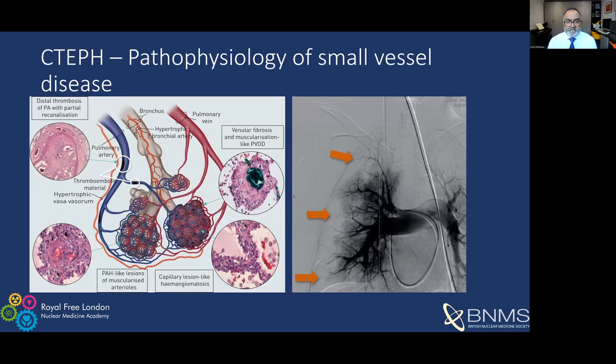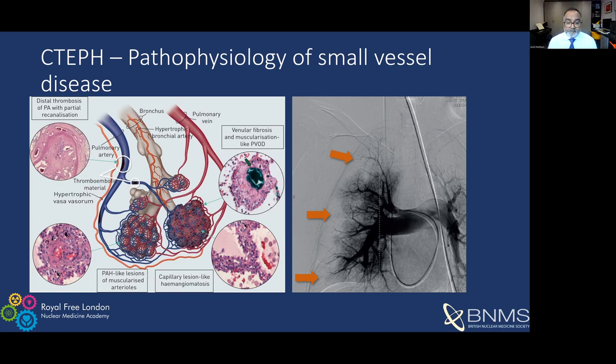The pathophysiology of CTEPH is different from acute pulmonary embolism. It's worth looking at. Essentially, you can have disease that affects the small vessels. It affects the pulmonary artery, where you get thrombus and then recanalization. It can affect the arterioles, where you can get thickening of the arterioles, and that's similar to pulmonary arterial hypertension. You can get capillary type lesions, and you can also get lesions affecting the veins, causing fibrosis, similar to PVOD.